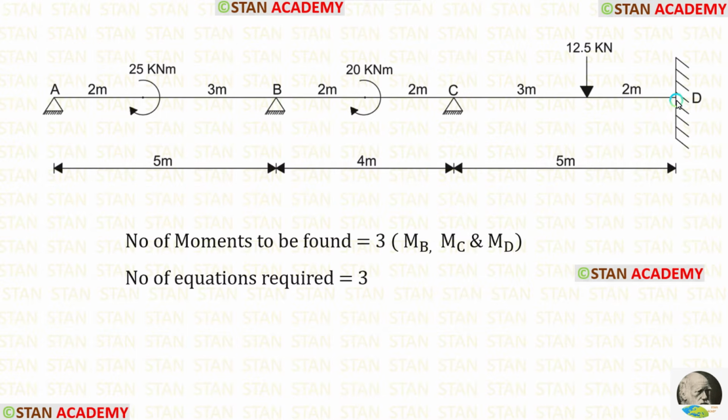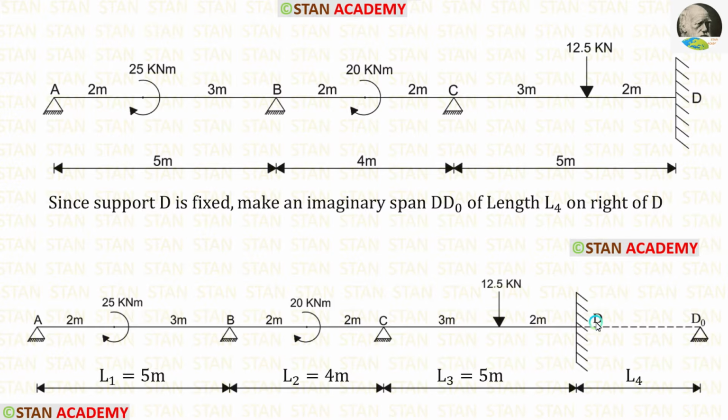So, we have to make an imaginary span on the right of D. You can see that I have made an imaginary span D0 on the right of D, having the length L4. Now, using this beam, we can make three equations. First, let us take the span AB and BC and make the first equation.